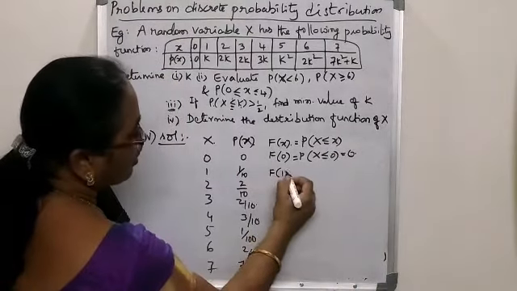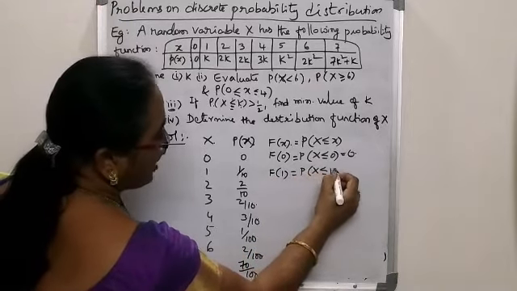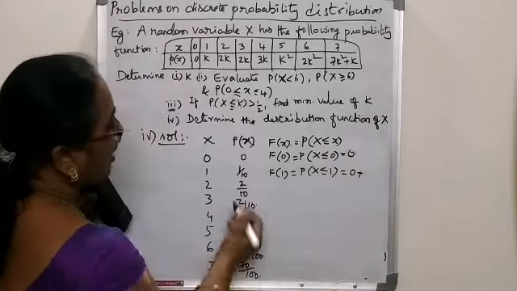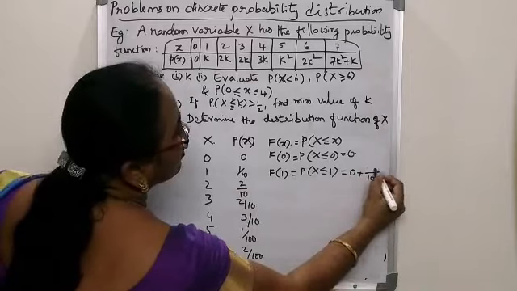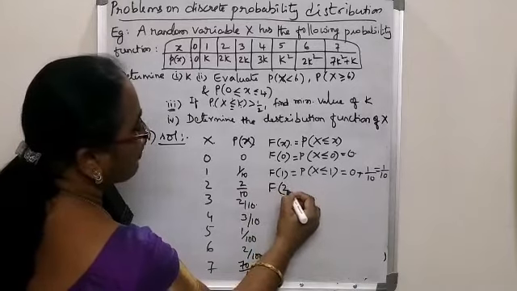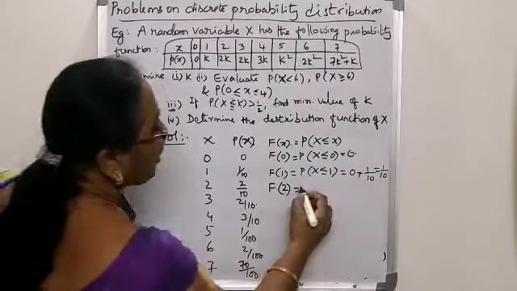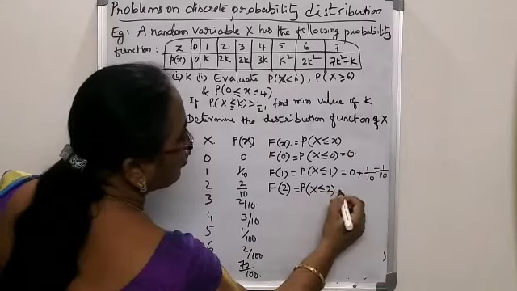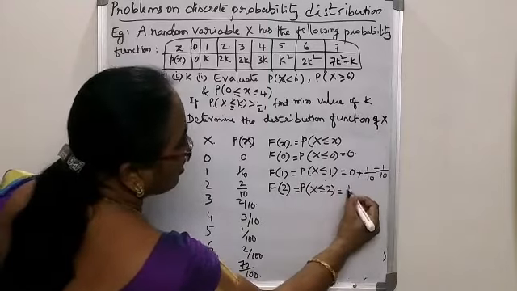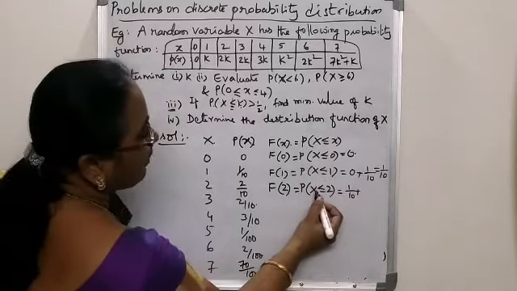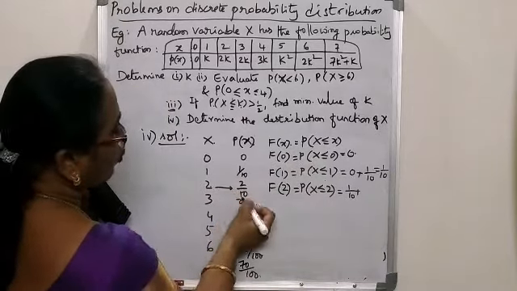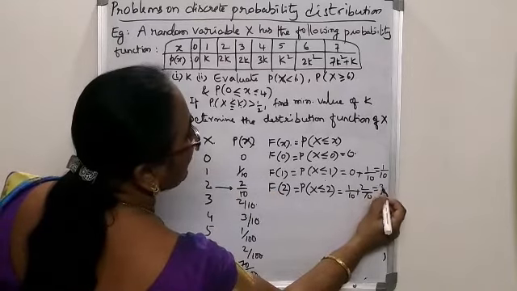Next is F of 1. It is P of x less than or equal to 1. It is P of x less than or equal to 0, which is 0, plus at x equal to 1 we have 1 by 10. So it is 1 by 10. For the next random variable, the distribution function value is denoted by F of 2, which is P of x less than or equal to 2. But already in the previous line we have P of x less than or equal to 1, 1 by 10. So it is 1 by 10 plus P of x equal to 2, given by 2 by 10. So we have 3 by 10.